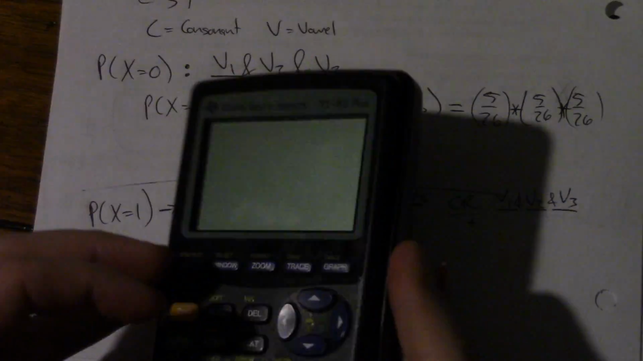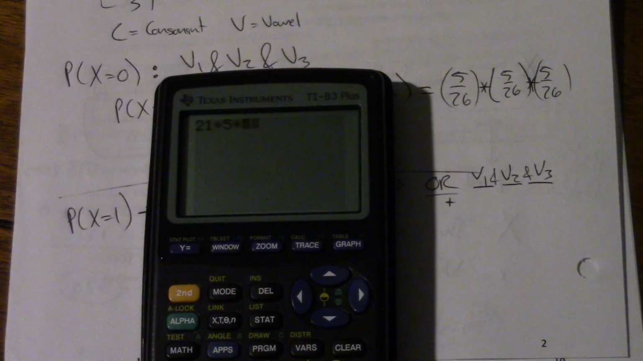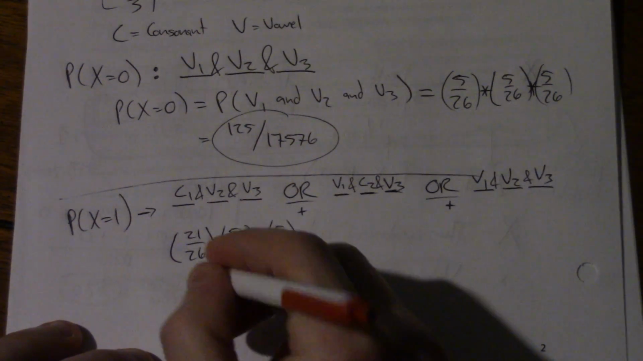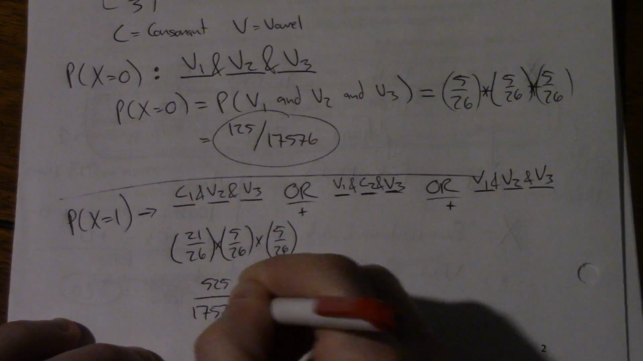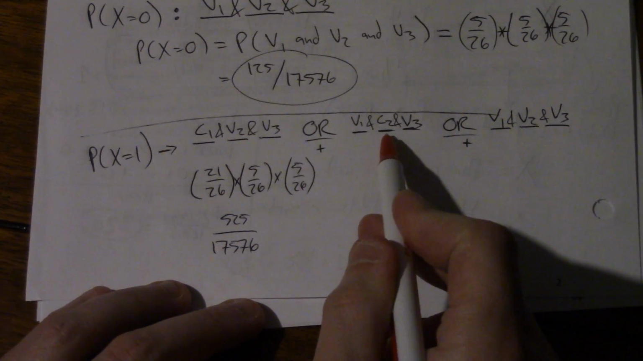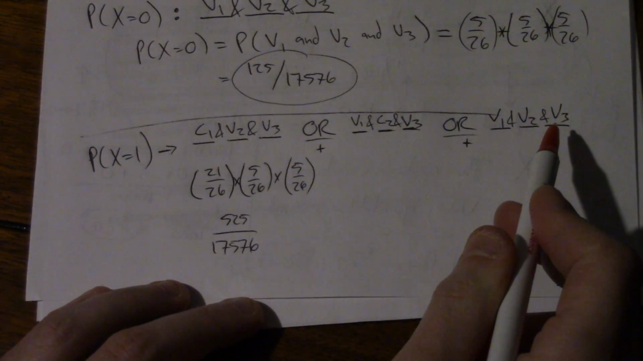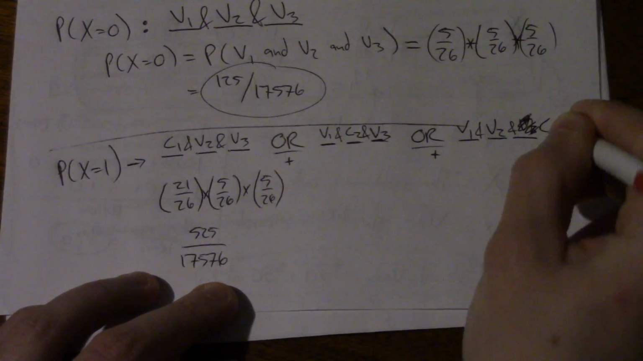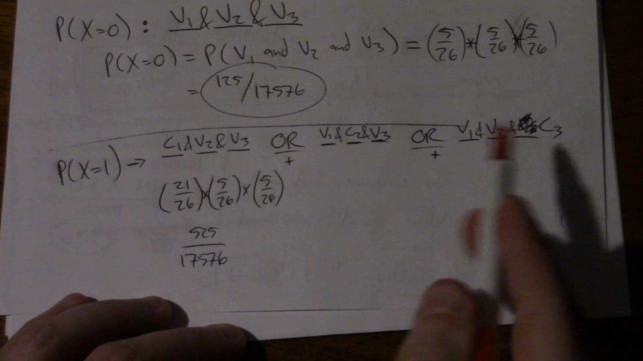So if we multiply that out, 21 times 5 times 5, so 525 is the numerator, the denominator will stay the same. So we have 525 over 17,576. So now we have to account for these other two cases. What if the consonant comes second? What if the consonant is, oh, I wrote this wrong, sorry. That should be a consonant last. So what if the consonant is second, or what if the consonant is third?